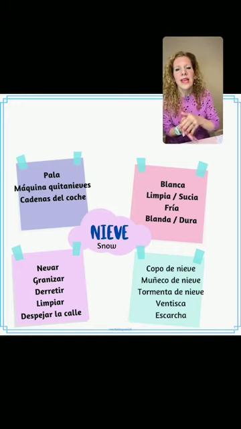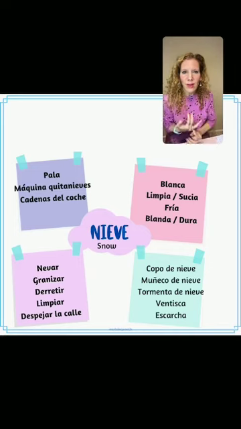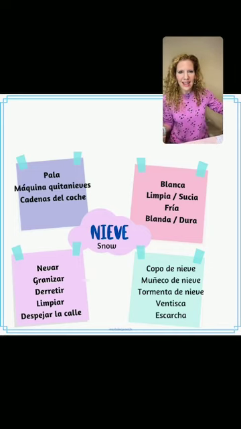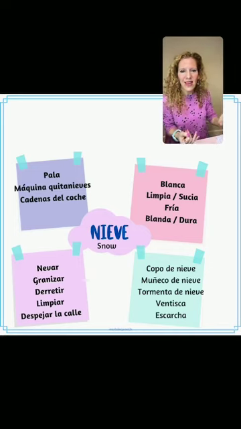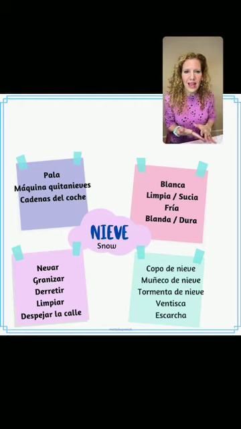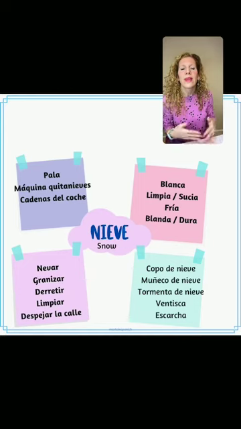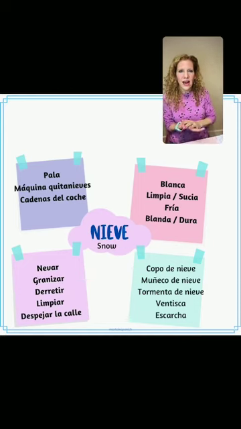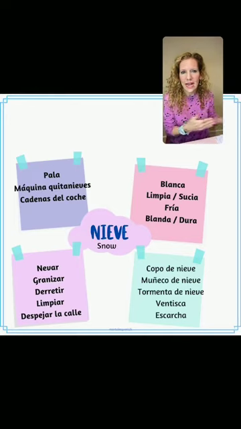So, next one, I added copo de nieve, snowflake, muñeco de nieve, snowman, tormenta de nieve, snowstorm, ventisca is a blizzard, escarcha, frost. We'll see it later.